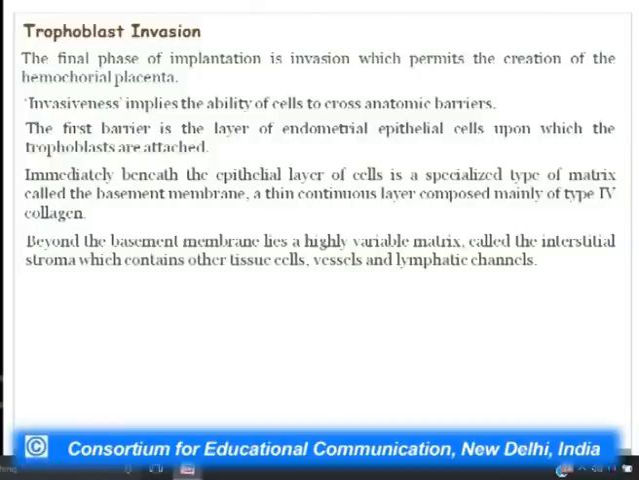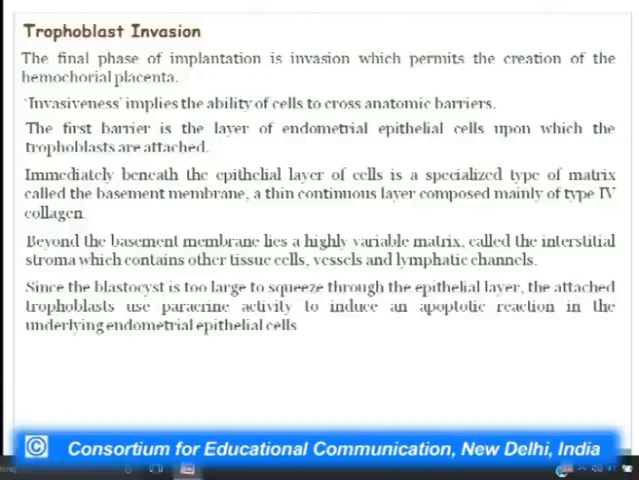Superficially there are the endometrial epithelial cells. Underlying there is a matrix, a basement membrane, and under it there is an interstitial stroma which contains other tissue cells such as vessels and lymphatic channels. Since the blastocyst is too large to squeeze through the epithelial layer, the attached trophoblast uses paracrine activity to induce an apoptotic reaction in the underlying endometrial epithelial cells. It releases certain proteases which digest the ECM, and there are molecules which induce signaling mechanisms that cause the endometrial wall to be degraded, and therefore the blastocyst can be implanted successfully.